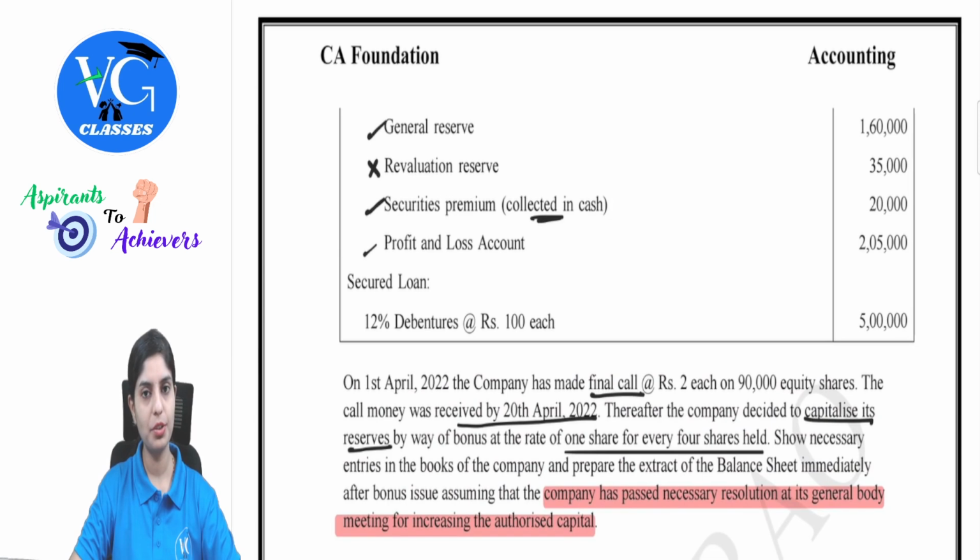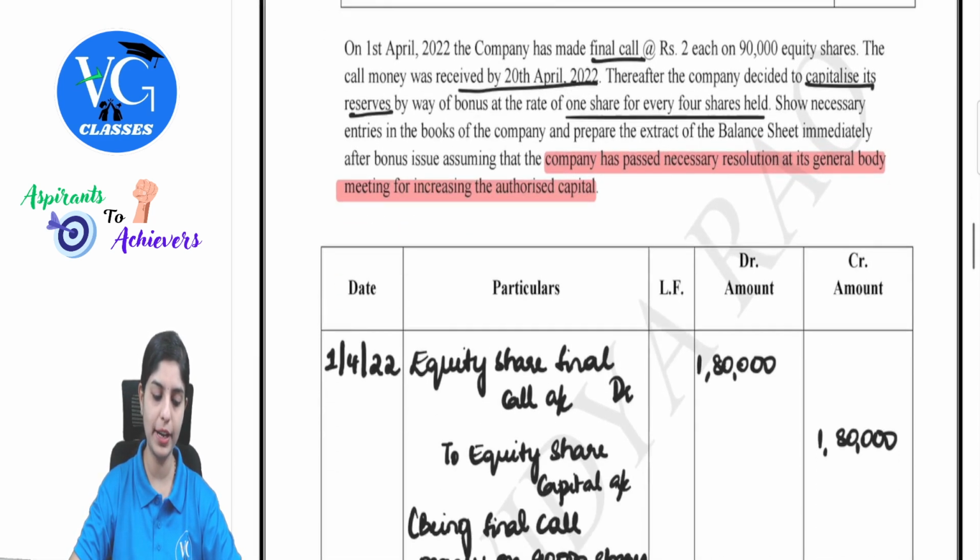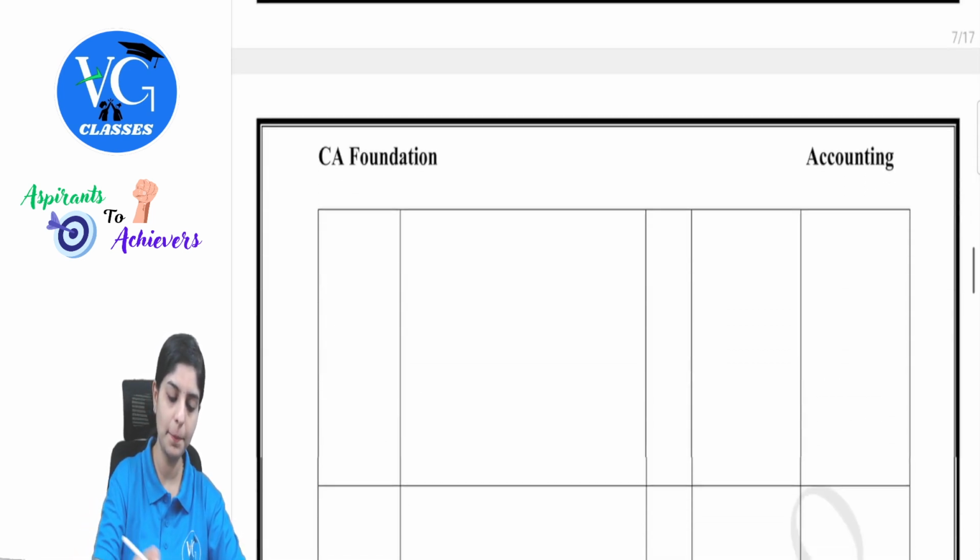So capital redemption reserve is not there. So next priority will be securities premium. Securities premium is 20,000 and then we have general reserve which is 1,60,000 and the balance will be taken from profit and loss account. I hope this is clear. So the company decided to capitalize its reserve, show entry. So that is what is the next entry.